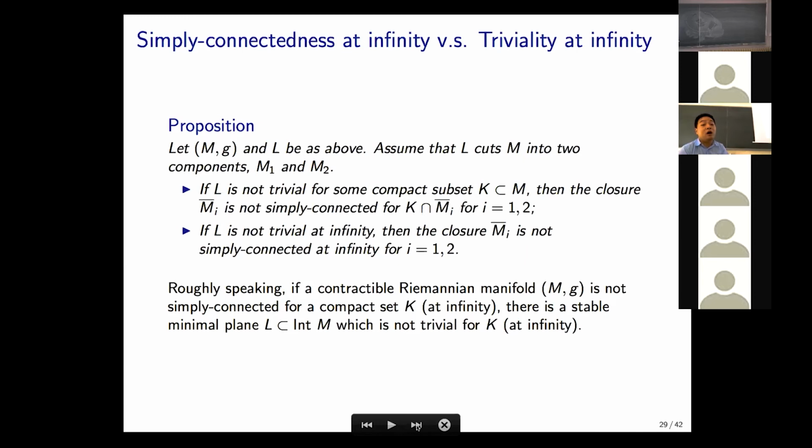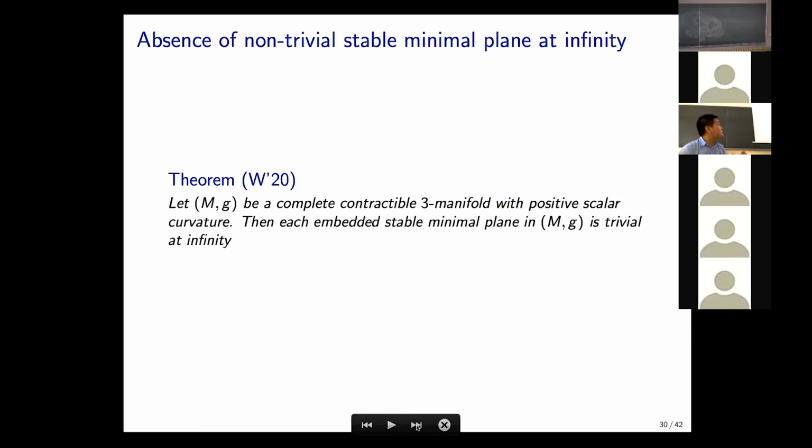Roughly speaking, if a contractible Riemannian three manifold is not simply connected for a compact set K, there is a stable minimal plane L in the interior of M, which is not trivial for K. I will explain how to find such a minimal plane later. The triviality at infinity has many connections with the minimal surface, the minimal plane. So this is suggested by the following results.